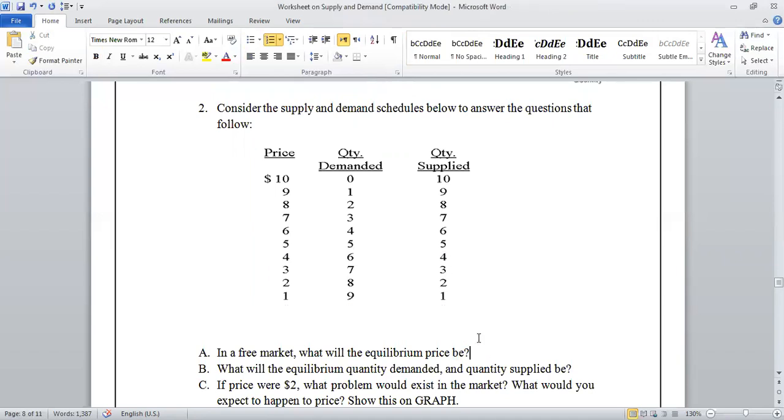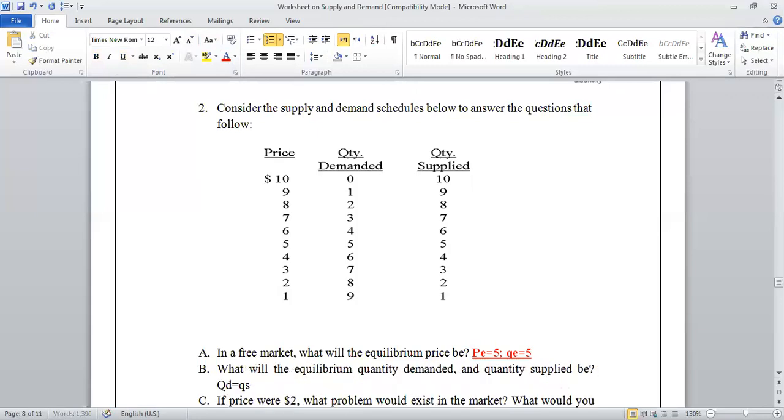So here, equilibrium price equals 5. Equilibrium quantity is 5 as well. This is when quantity supplied equals quantity demanded. What will the equilibrium quantity demanded and equilibrium quantity supplied be? We just said this. The answer is quantity demanded equals quantity supplied, which equals 5.